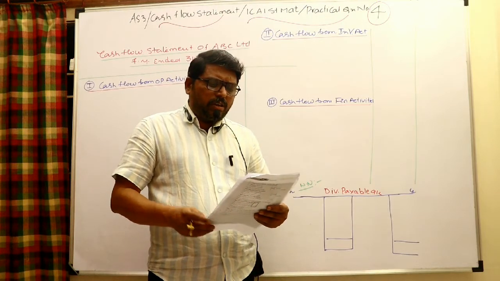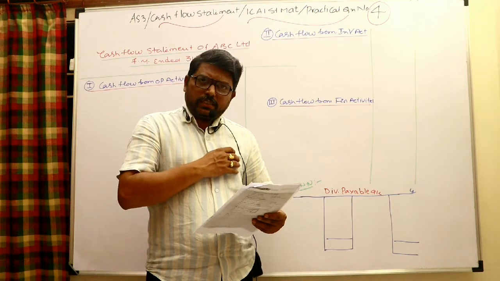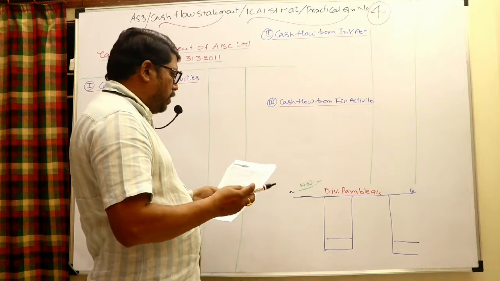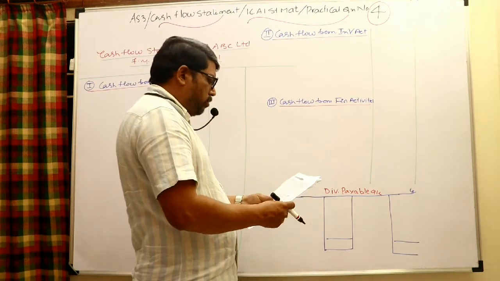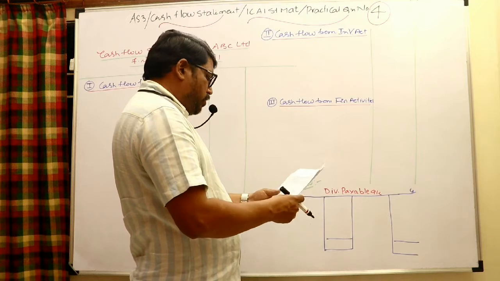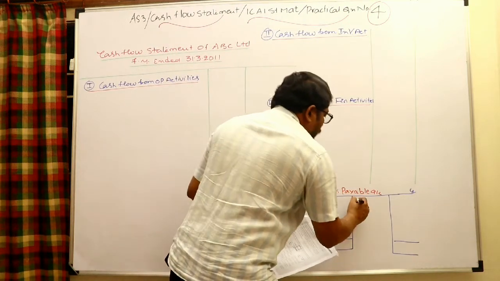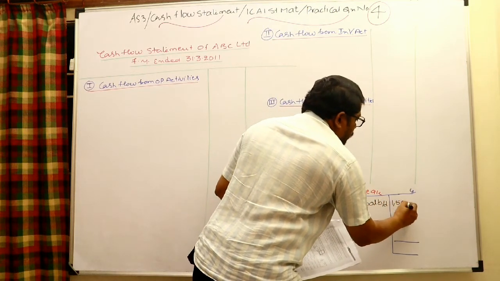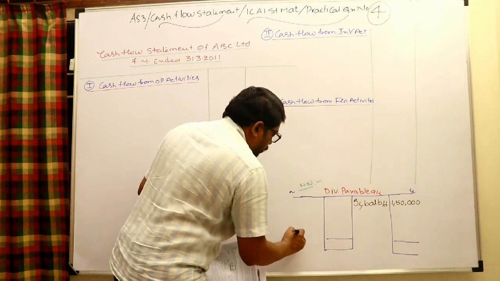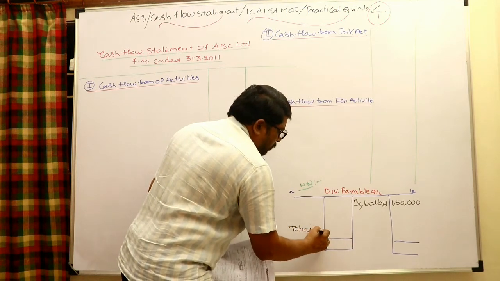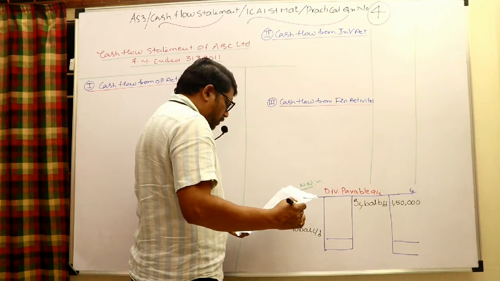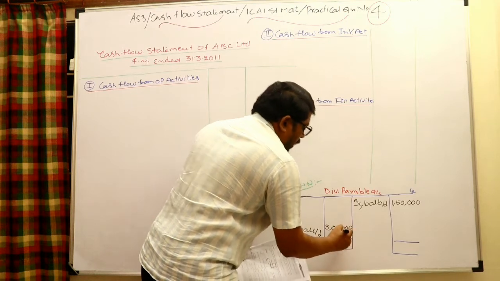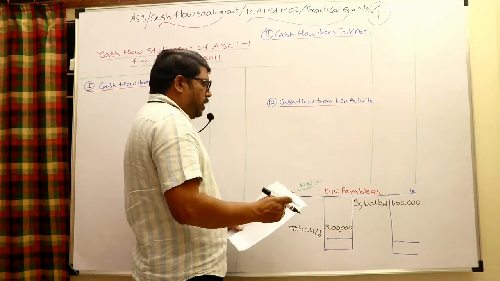ABC Limited declared a dividend for the current year through P&L appropriation of 12 lakhs. Current year dividend declaration. Right. It is very simple to work out the cash flow statement, but I would like to complete only this one particular account. Let us say the dividend payable: how much is given in the beginning? 1,50,000, by balance brought down. 1,50,000. To balance carry down, 3 lakhs. 3 lakhs.